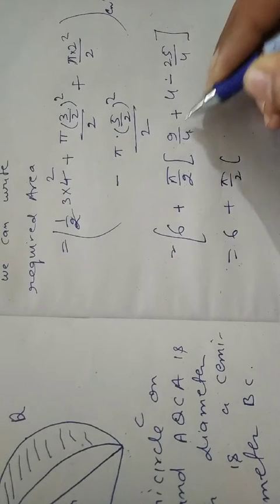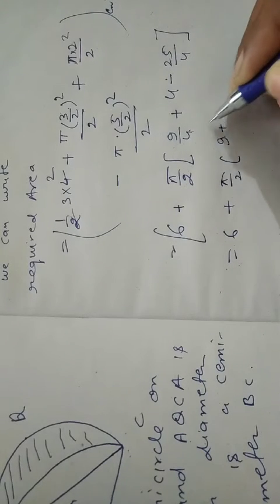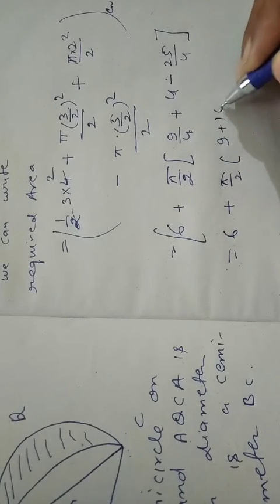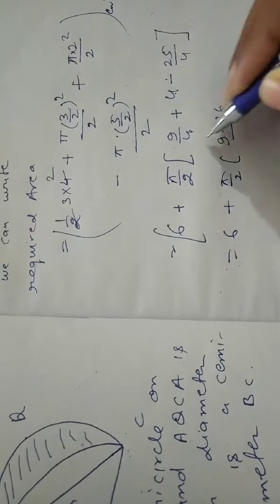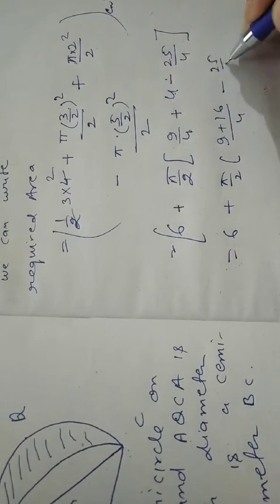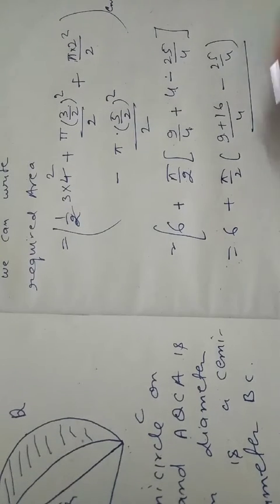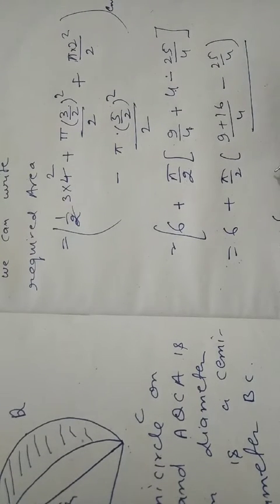4 into 4 is 16, 16 plus 9 is 25 by 4 minus 25 by 4. This term becomes 0. We find 6 square centimeter. This is the answer.